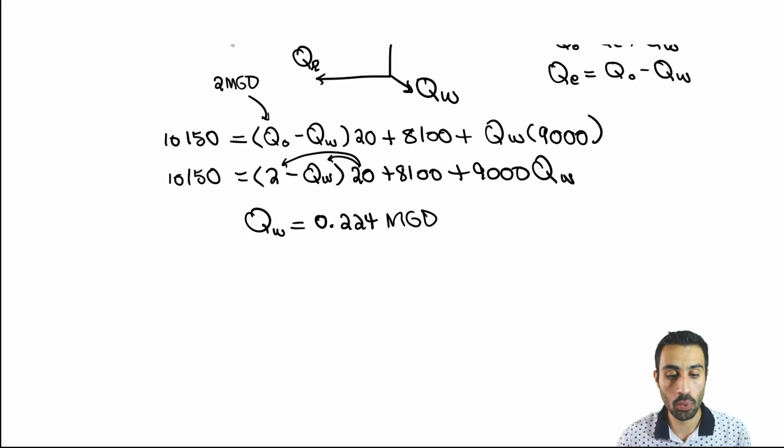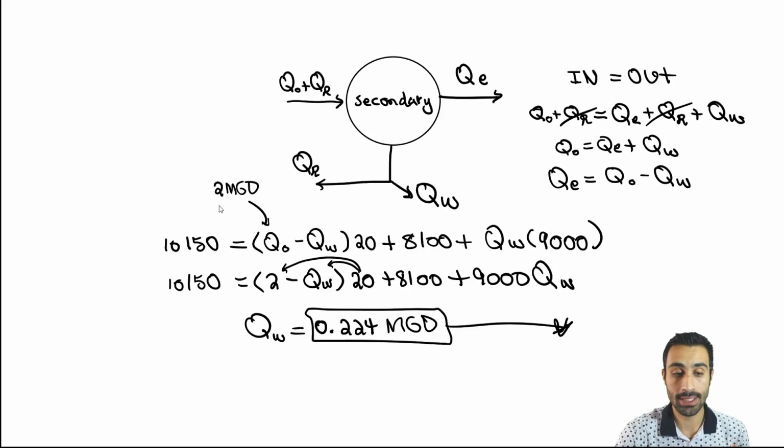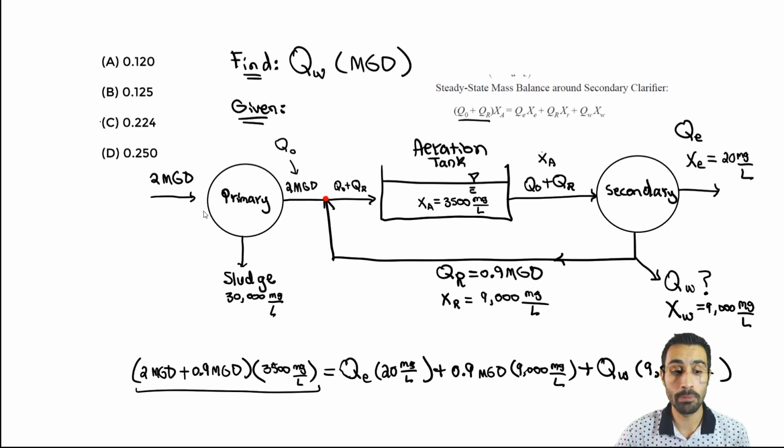So our answer would be this. And if you wanted to get this in gallon per day, all you do is multiply by a million, or 10 to the power of 6. You can get it in gallon per day to cancel that million term, which is 10 to the power of 6. But in this case, the correct answer would be C.